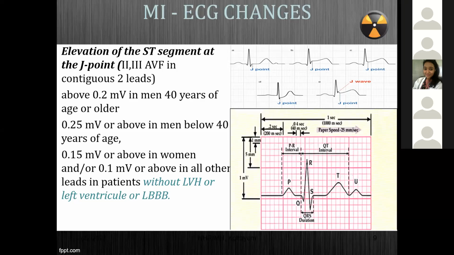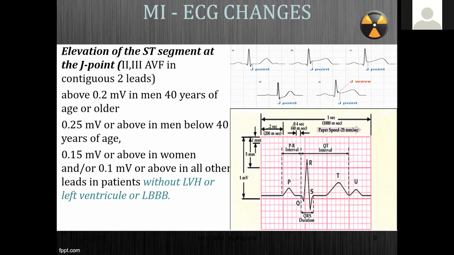You can say that the patient is having MI, but one important thing is that if he's around 40 years or older, 0.2 millivolts can be considered. If he is below 40, suppose a 30-year-old patient came to you, you can consider up to 0.25 millivolts, like 2 to 3 squares. And ST segment elevation, and moreover, in women, 0.15 millivolts, slightly 0.1 to 0.15.